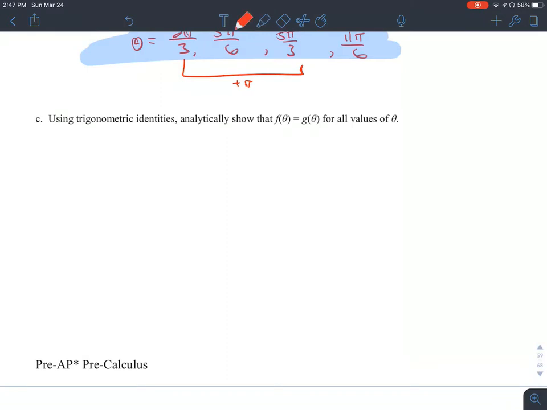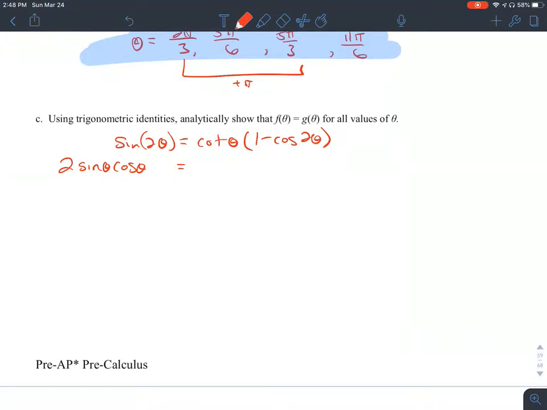Part C, use trig identities. Analytically show that f of theta equals g of theta for all values of theta. Well, let's see. F of theta was sine of 2 theta, and g of theta above says that that's cotangent of theta times 1 minus cosine of 2 theta. All right, well, I'm going to work with both sides here just a bit. This left side could be more complicatedly written, but more recognizable as 2 times sine of theta cosine of theta.